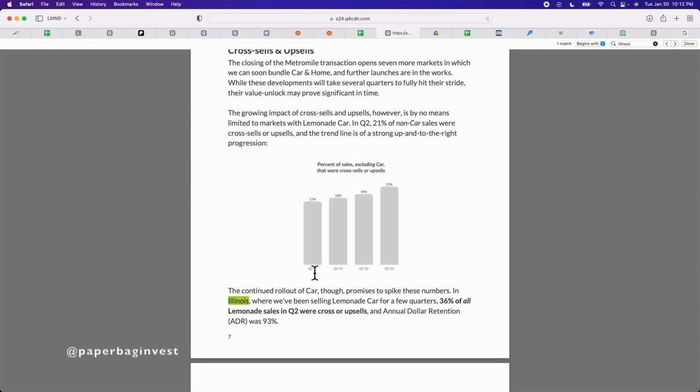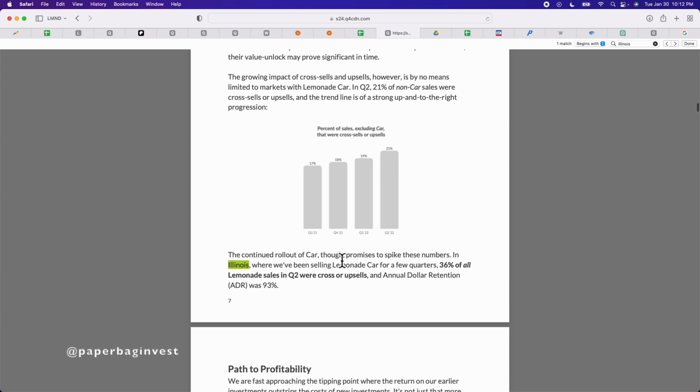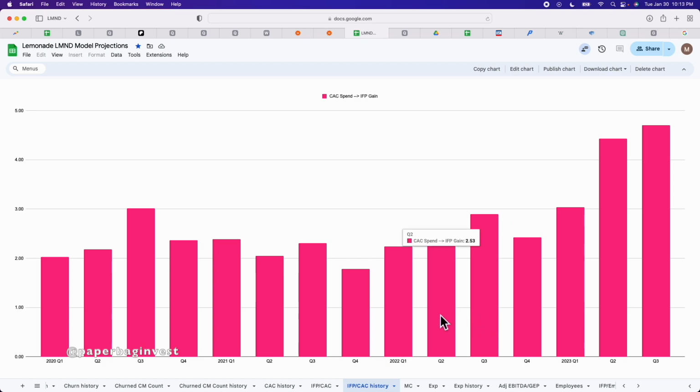And then they say with car promising to spike these numbers, boom, jump, because we're seeing selling Lemonade car for a few quarters in Illinois. At the time of writing this, they said 36% of all Lemonade sales in Q2 in Illinois were cross-sells or upsells. So instead of 21%, it jumps with car involved up to 36%. Really, really significant.